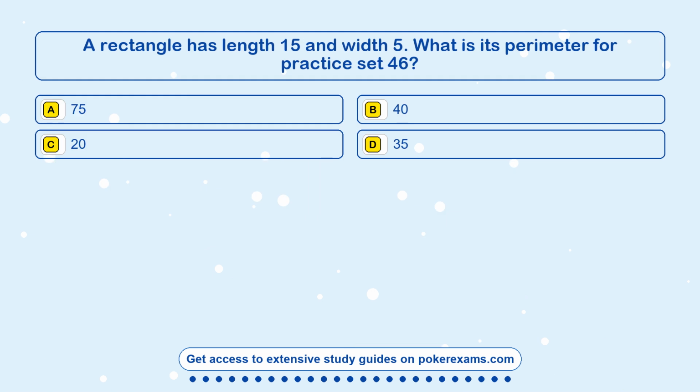Question 17. A rectangle has length 15 and width 5. What is its perimeter for practice set 46? Option A 75. Option B 40. Option C 20. Option D 35.